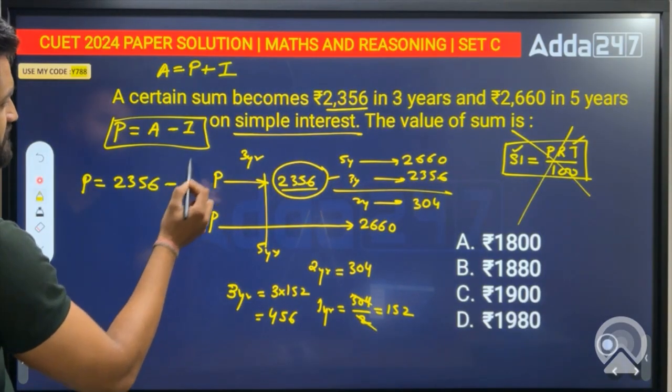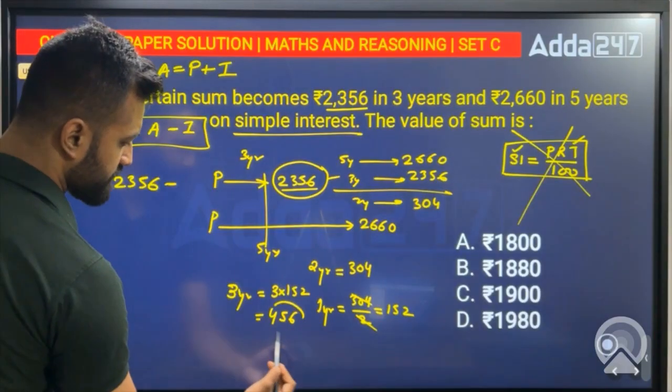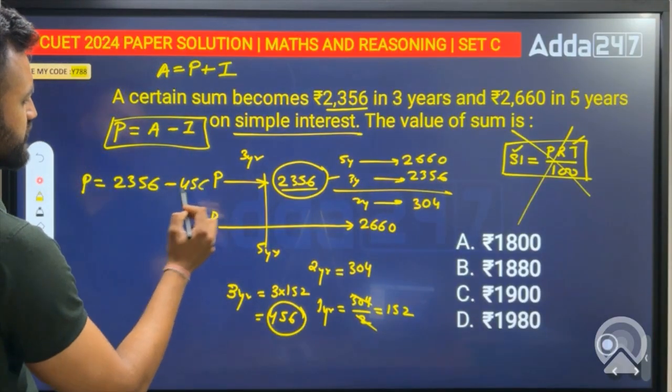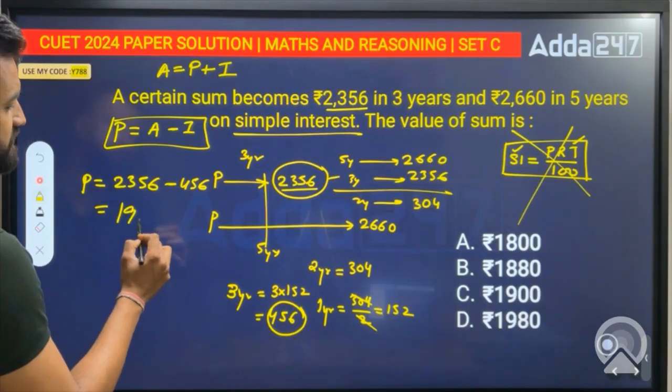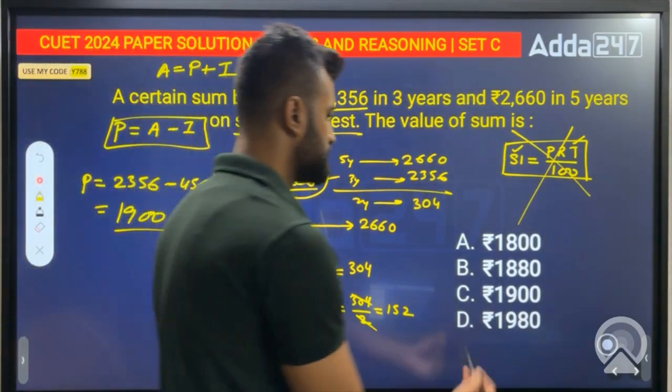And from here I'll just subtract, sir, 3 years of interest. 3 years interest is how much, sir? 456. How much are you getting? You're getting 1900. Yes, you got the answer, option number C.